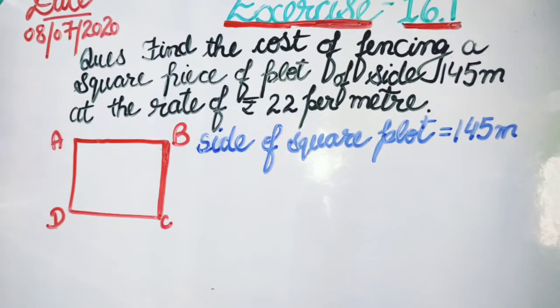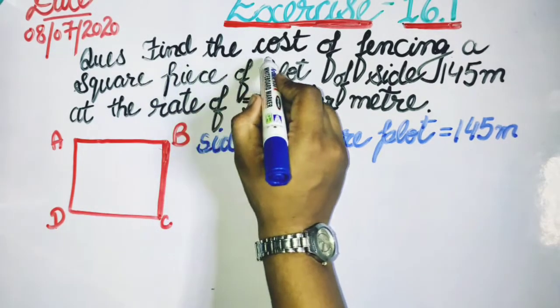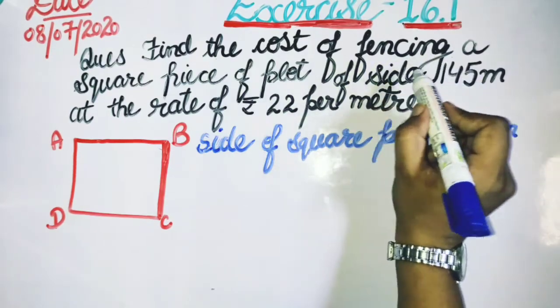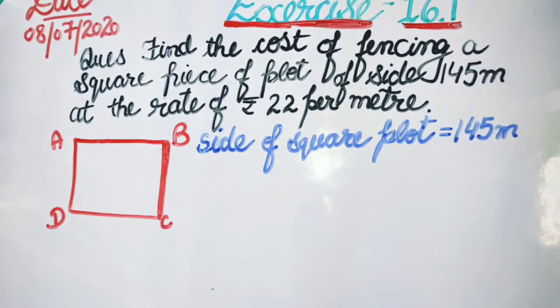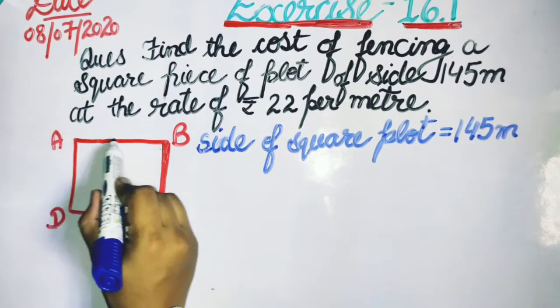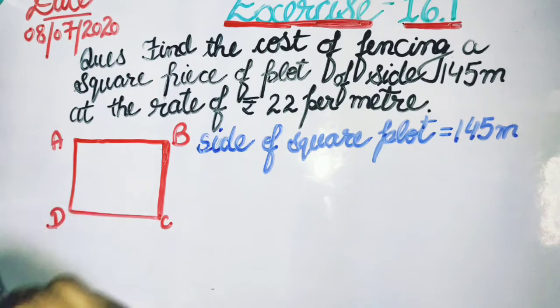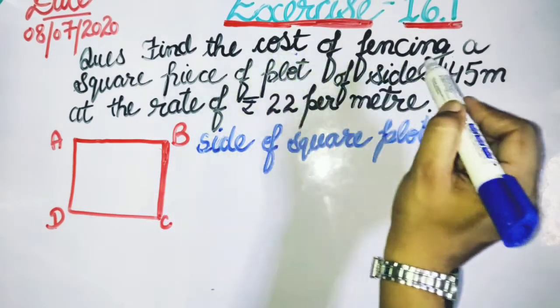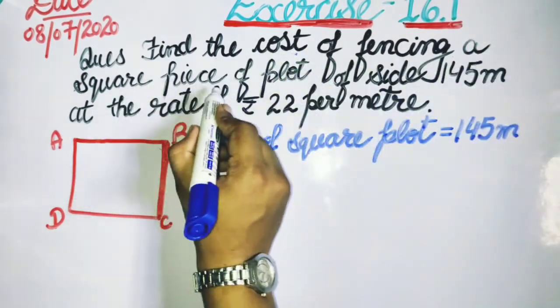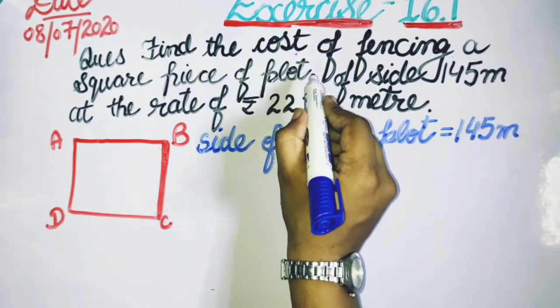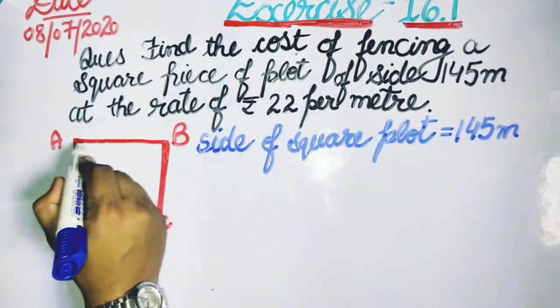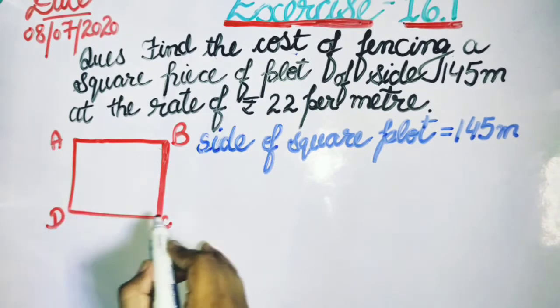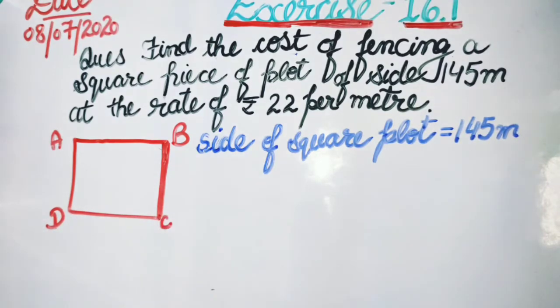Now, next important question is find the cost of fencing. What do you mean by this word fencing here? Fencing means, students, use of wire at the boundary of the plot or the field to protect from the animals. So in this question we have to find out the cost of fencing a square piece of plot. The question is telling us that the plot is in the shape of a square.